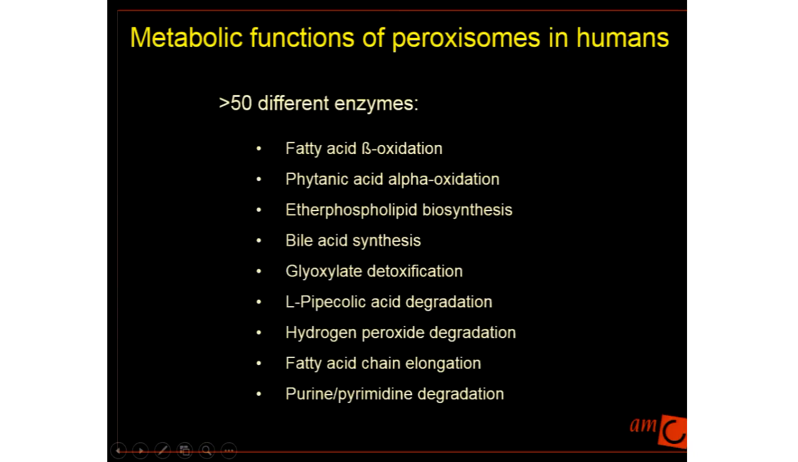So at this moment we know more than 50 different enzymes that are located in the peroxisomes of humans. And most of these enzymes are involved in different metabolic pathways. And the most common pathways are the beta and the alpha oxidation of fatty acids, the ether phospholipid or plasmalogen biosynthesis pathway, and the bile acid synthesis, which were already mentioned by Nancy.